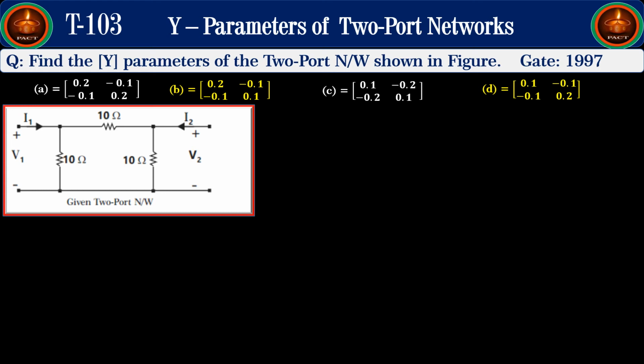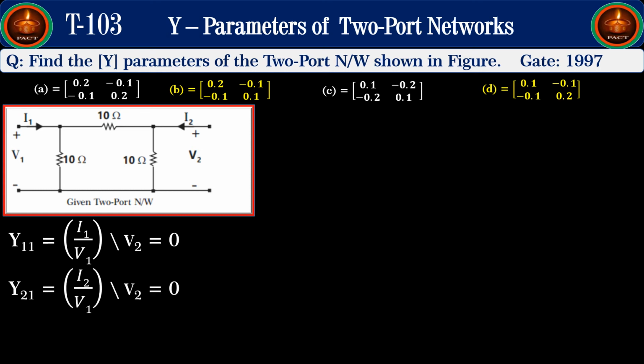Now we shall solve the same problem by enforcing the terminal quantity conditions and find the y parameters and see whether our answer is correct or not. We know y11 is equal to I1 upon V1 when V2 is equal to 0 and y21 is equal to I2 upon V1 when V2 is equal to 0. So, to find y11 and y21, we have to enforce V2 is equal to 0.